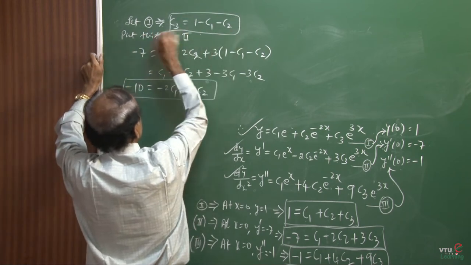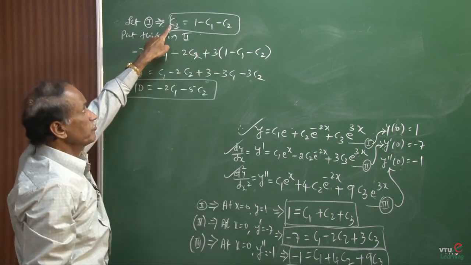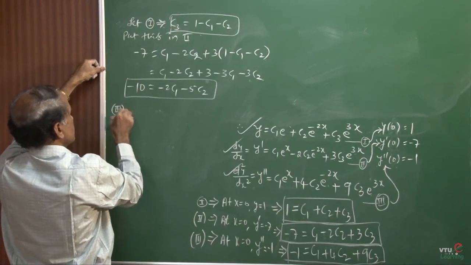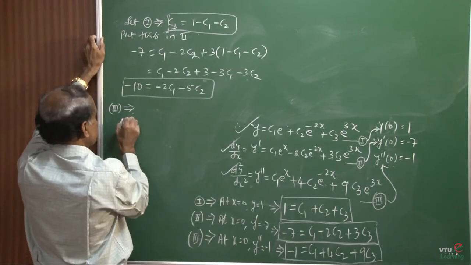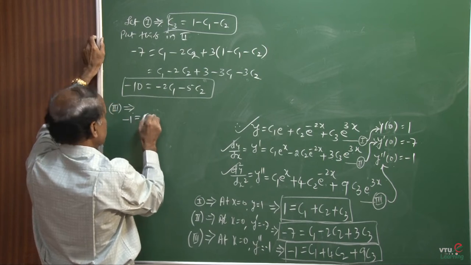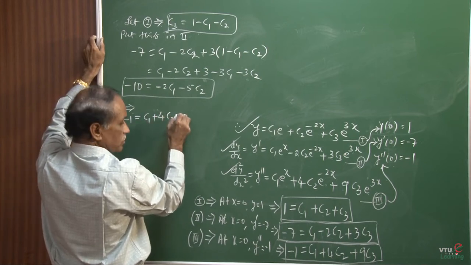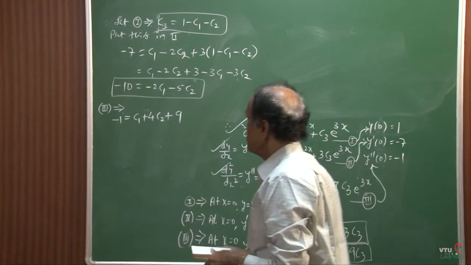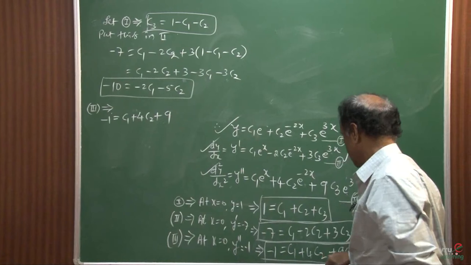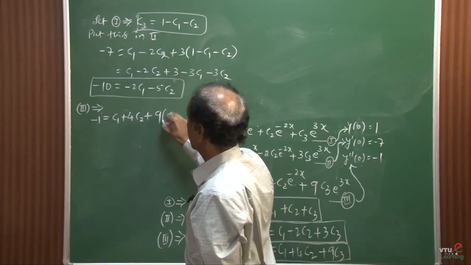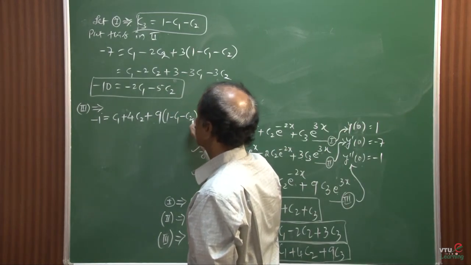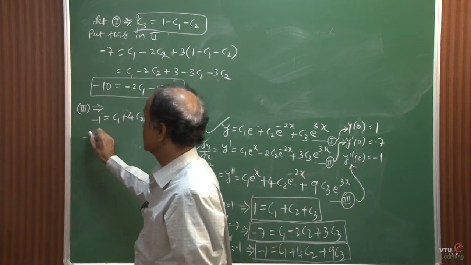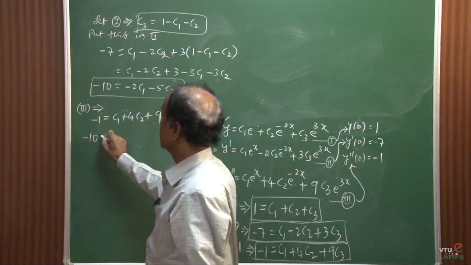This is the first possible rearrangement. Now, the same will be substituted in equation number 3. That implies minus 1 is equal to C1 plus 4 times C2 plus 9 times C3. C3 is this value, that is 1 minus C1 minus C2. Then this is plus 9, I will shift it to the other side. This is minus 10, which is equal to C1.